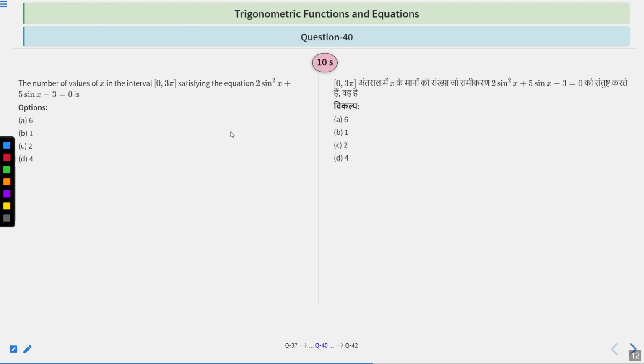So see, the hint of this question is we will try to form the quadratic equation in terms of sine x. After that, we will find different solutions, and from the general solution, we will try to find the different solutions in the interval 0 to 3 pi, right? So in this way, you can try to approach this question. You have 10 seconds to solve or think about this question. After 10 seconds, we will discuss the solution, okay?